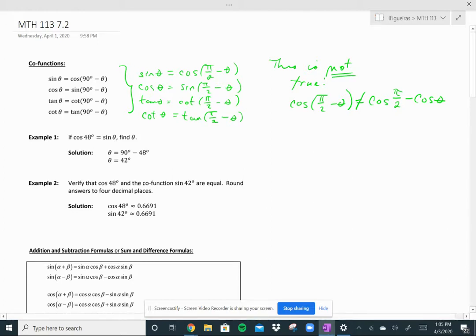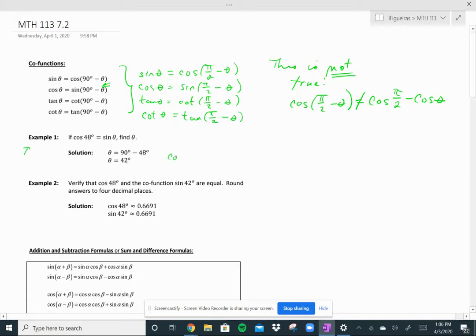So let's just look at these cofunctions. Here's an example. If cosine of 48 degrees equals the sine of theta, then what's theta? Well, in order for the cosine and the sine to be equal to each other, with the exception of 45 degrees, but it still works in these formulas, you have to figure out what the corresponding angle is for them to be equal. And so remember, that means that you have to subtract 90 and theta. So 90 degrees minus 48 degrees means that theta is 42 degrees.